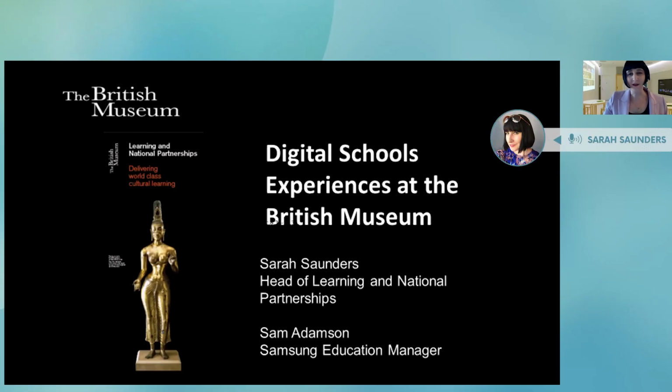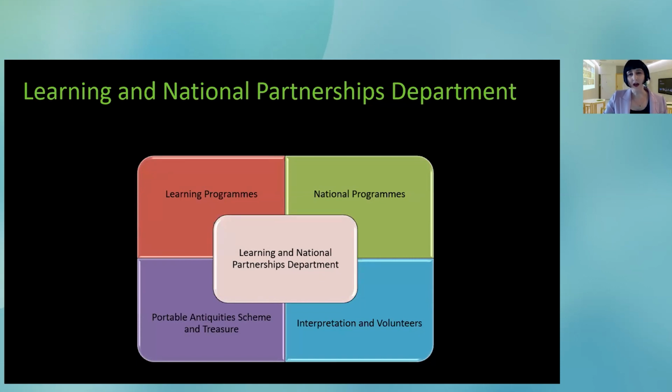I'm Sarah Saunders, Head of Learning and National Partnerships at the British Museum. Our department covers four key areas in the museum. National programmes, so everything we do around the UK, that's projects, touring exhibitions. It could be things like our Portable Antiquities and Treasure Scheme.